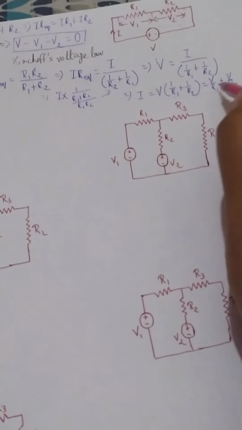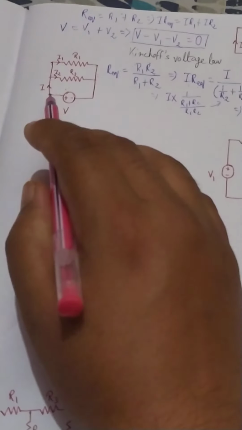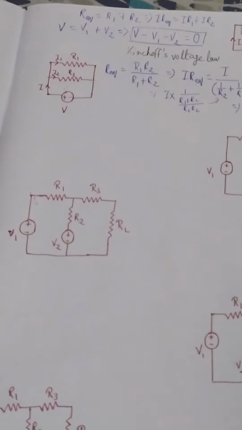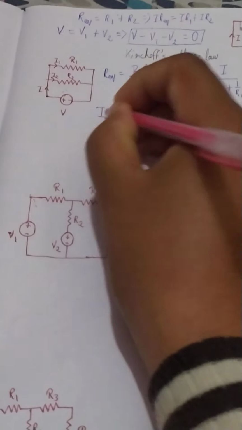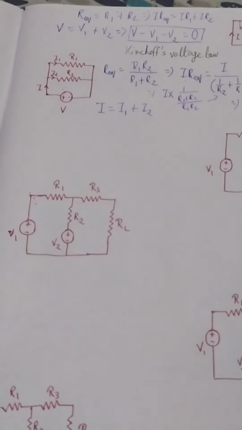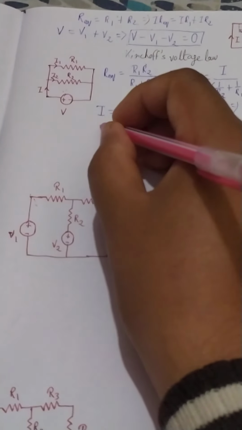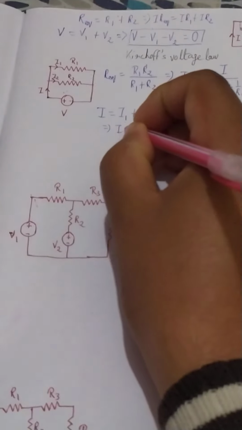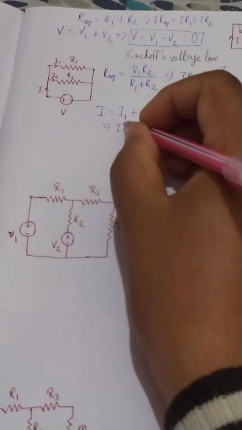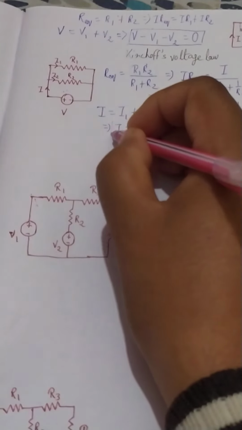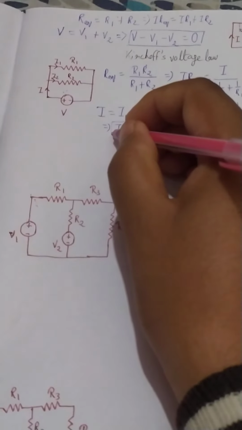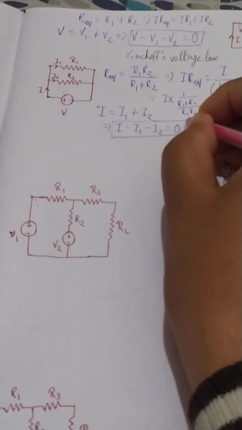Now what does V by R1 signify? V by R1 is basically I1 and V by R2 is basically I2. So I could write that I should be equal to I1 plus I2. In another way, we could say that I minus I1 minus I2 will be equal to 0. This is what we have come across as Kirchhoff's Current Law.